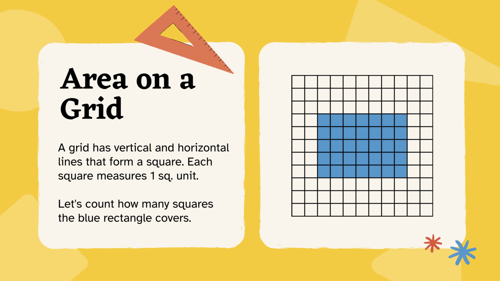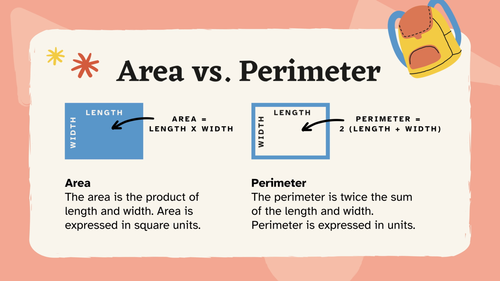Now, let's delve into the essence of area and perimeter. Area, the enchanting space inside a shape, calculated as length times width. Perimeter, the majestic border encircling a shape, calculated as twice the sum of length and width.